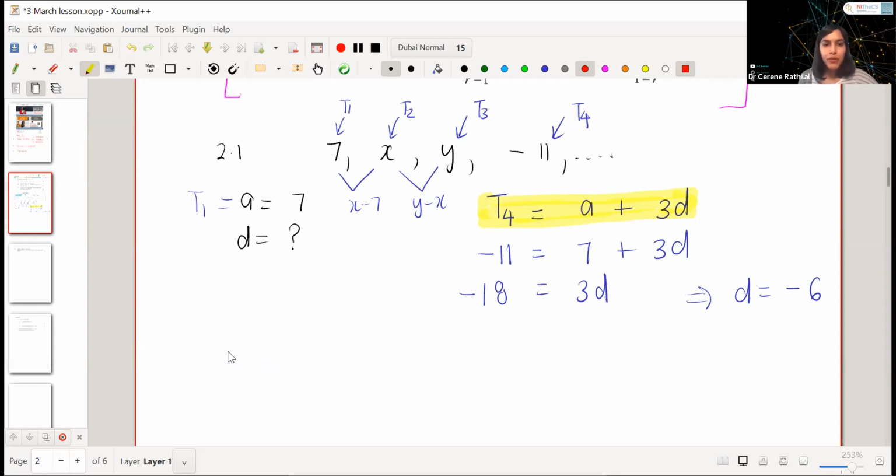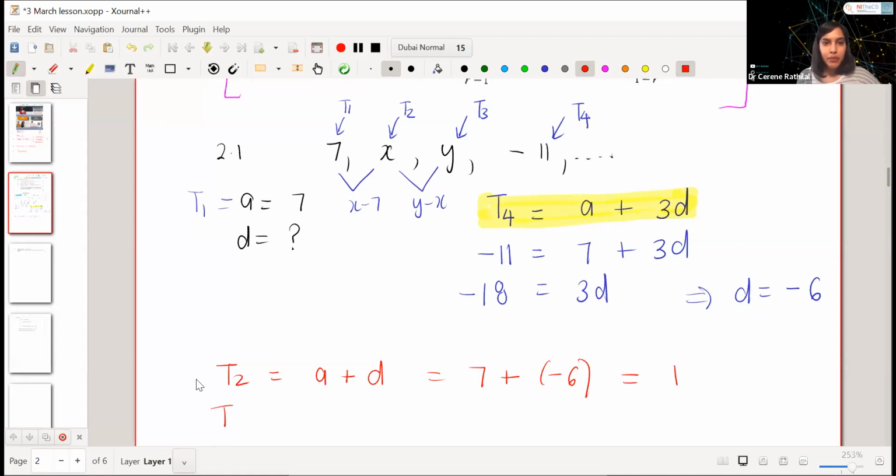Right, so we saw that X is term 2. So let's express what term 2 means. T2 is equal to A plus N minus 1, which will be 2 minus 1 times D. So it's A plus D, isn't that so? But that's 7 plus, because the first term was 7, and now I have to add my difference, which is minus 6. So clearly, T2 is now equal to, what do you get? 1.